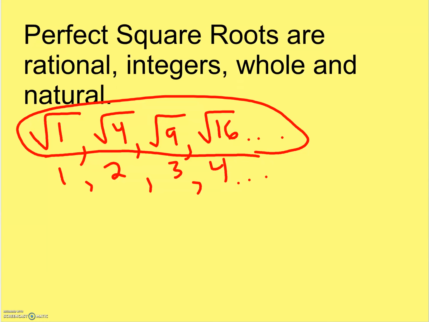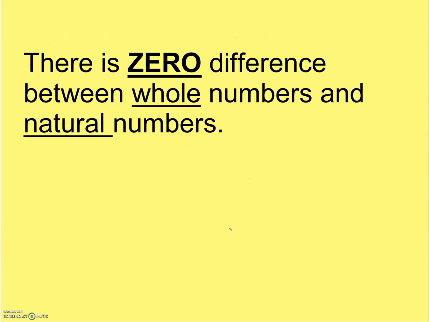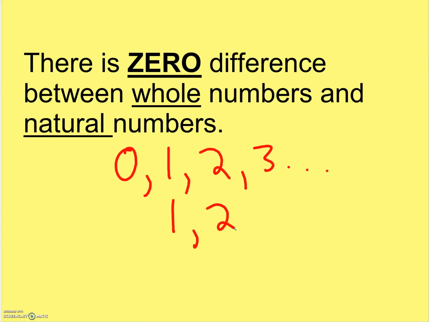So we were here. Now, one more thing. Here's a trick to help you remember this, because it's hard for students to remember. There is 0 difference between whole and natural numbers. What do I mean? Well, the whole numbers, as you saw earlier, were 0, 1, 2, 3, 4. And the natural numbers are 1, 2, 3. So the whole numbers have a 0. There is 0 difference between whole and natural numbers. Just a little thing to help you remember that.